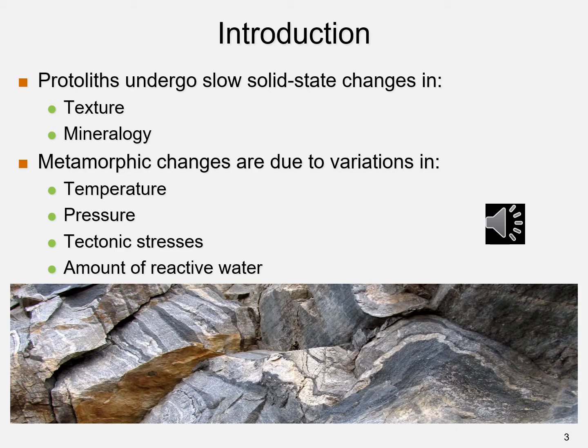By modification of the environment, we mean that metamorphism takes place when a protolith endures a rise in temperature or pressure, undergoes compression and shear, or reacts with hydrothermal fluids, solutions of very hot water. And by using the term at depth, we mean that metamorphism takes place at higher pressures and temperatures than those responsible for diagenesis.